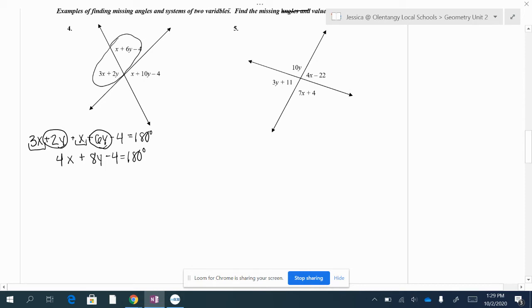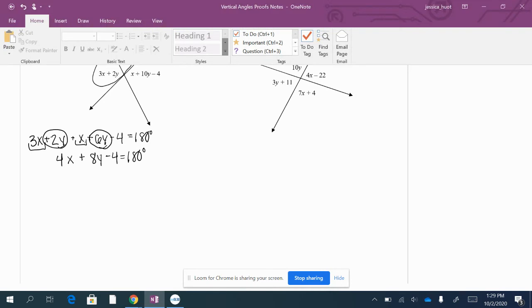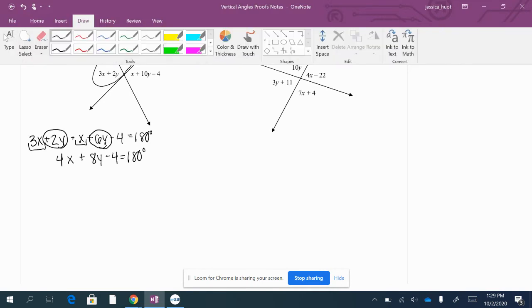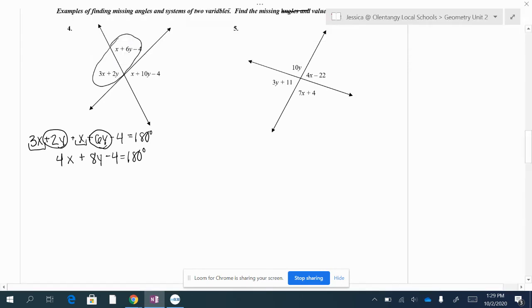All right, and then I'm going to have a different equation. I'll go ahead and use blue for that one. So my other equation is going to be these two. Now you could use vertical angles here. It's okay if you don't.